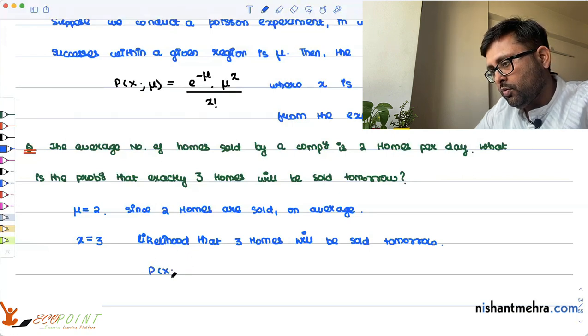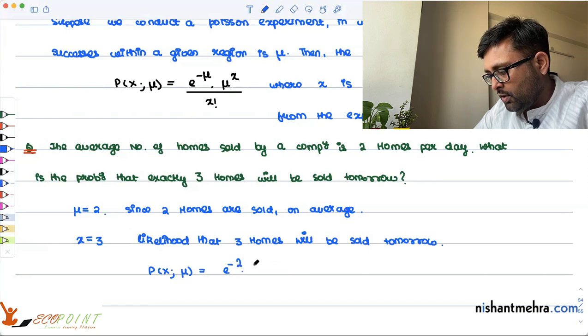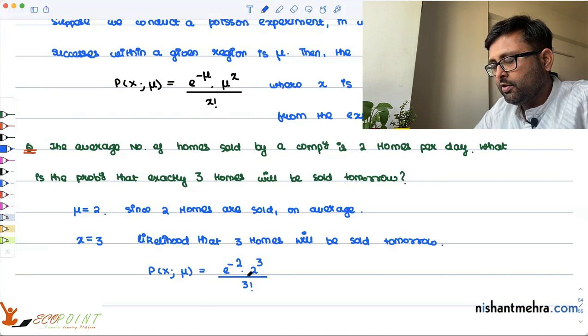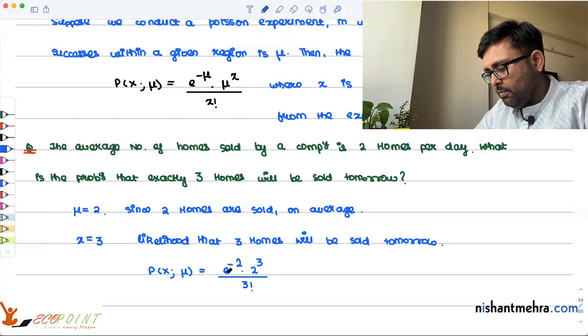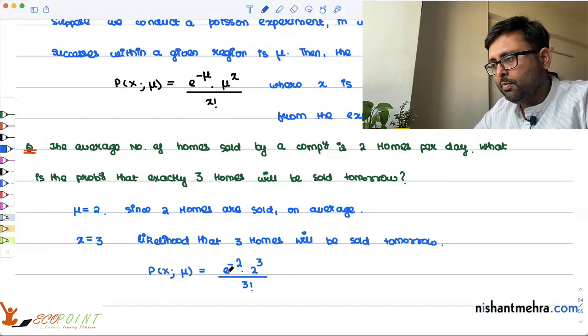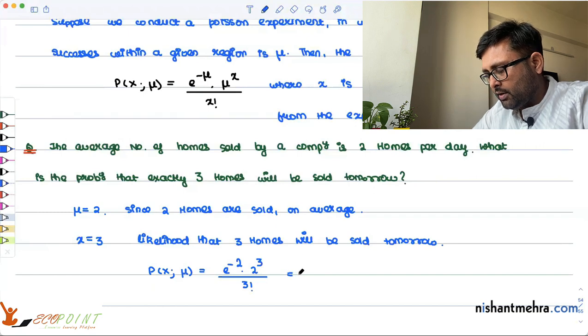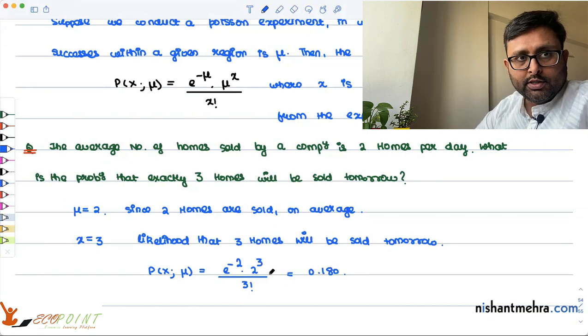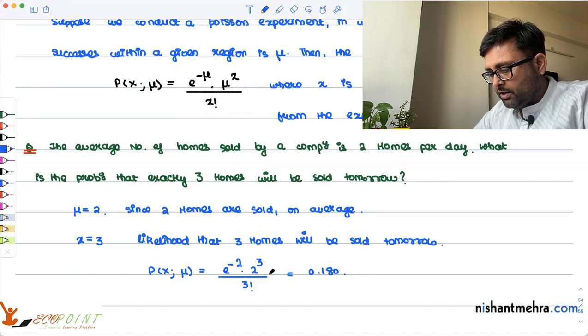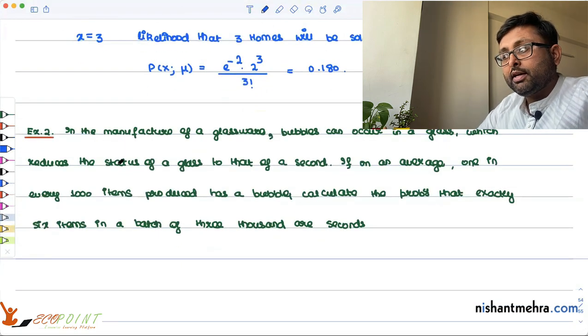It's going to be e to the power minus mu, which is e to the power minus 2, into mu to the power x, that is 2 to the power 3, upon 3 factorial. You can leave your answer till here, or find the actual value of e to the power minus 2, where e is 2.71828. You'll get 0.180. So the probability of selling 3 homes tomorrow is 0.180.